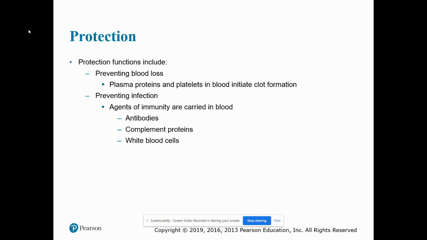And then preventing infection. And this is because agents of immunity are actually carried in the blood. And these agents of immunity are antibodies, complement. And then the one that we'll actually talk about in this chapter, which are the white blood cells. We'll talk about antibodies and complement when we get to the immune system.